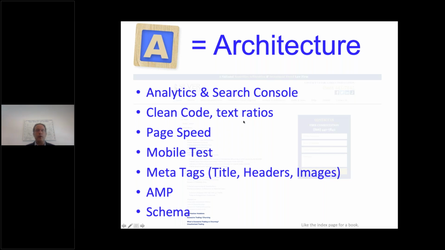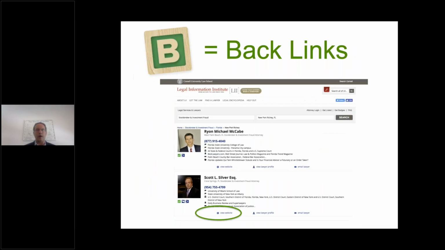You want to make sure you don't have a huge text ratio, meaning that you've got like 5,000 words of text in your code and you've only got like 200 words on your page. You've got to look at your page speed, and we gave you a tool, Lighthouse, to test that. You want to do the Google mobile test. You want to put meta tags like the title tag, headers, and images. And the final advanced tips we shared is to add AMP, accelerated mobile pages, and Schema, which are specific codes that are going to help your website perform better in the search engines. So the first section is architecture, things you can do on your website.